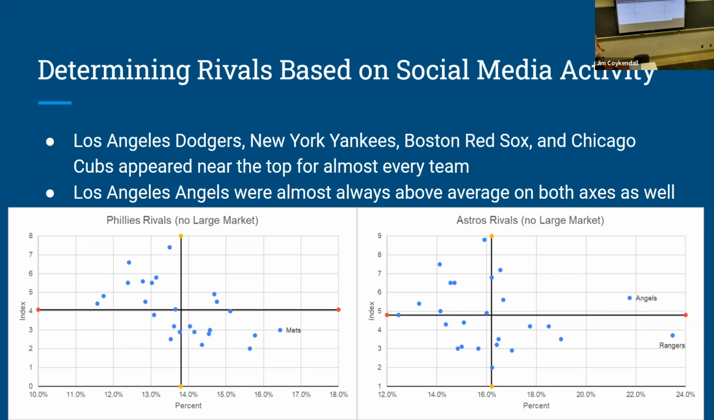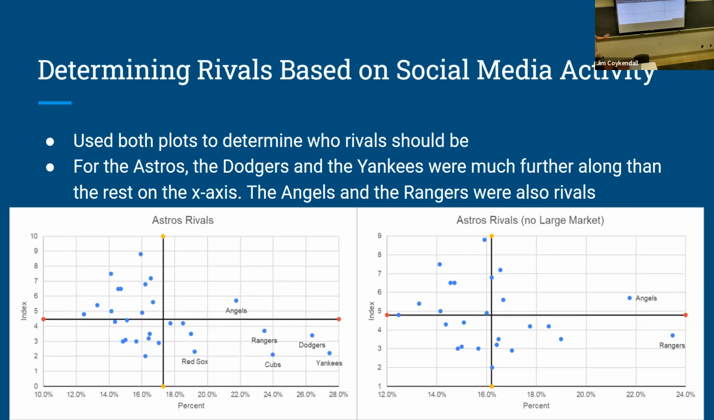So then I used both of these plots. Here we have the Astros. I used both of these plots to try and figure out rivals. Obviously, on the right, we can see the Angels and the Rangers make sense as rivals for the Astros. The Angels are in the same division as the Astros. The Rangers share the same state. Those teams that have those geographic ties are always going to be butting heads. They're always going to be big rivals.